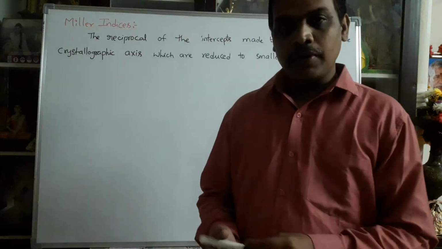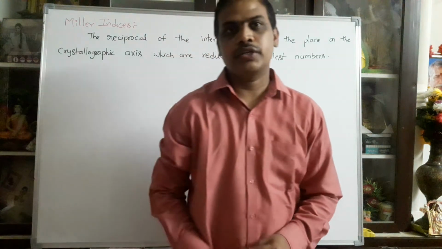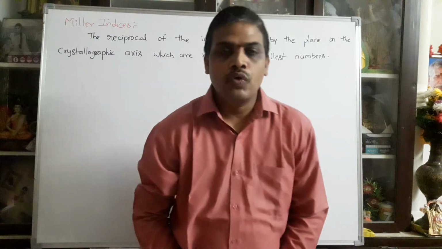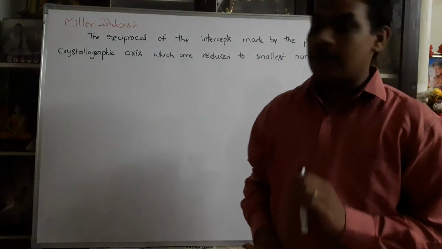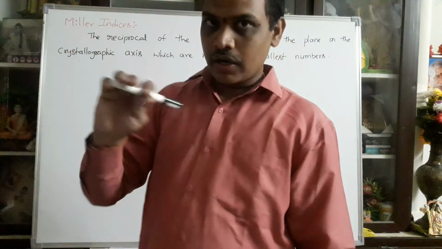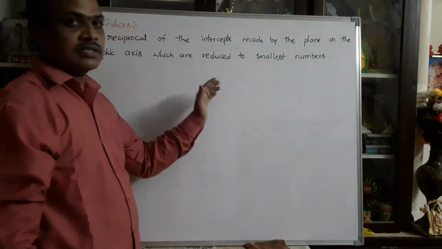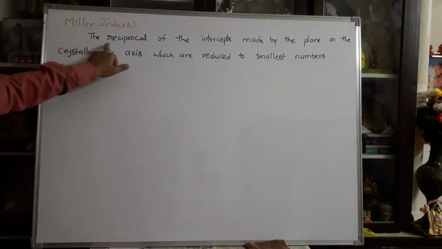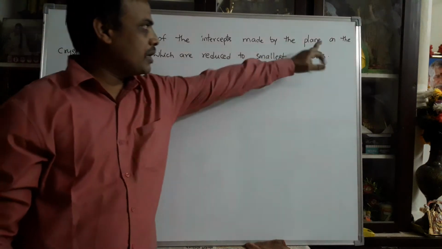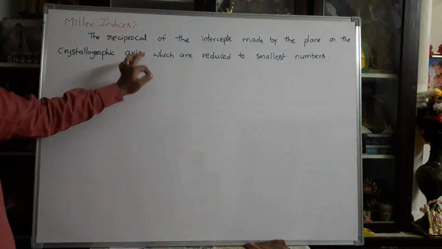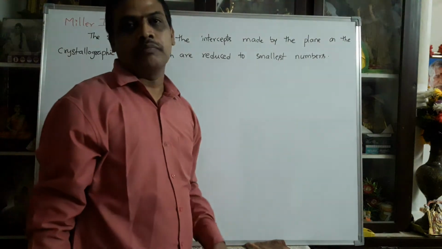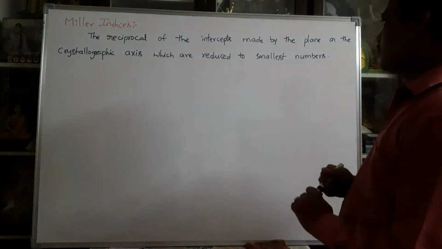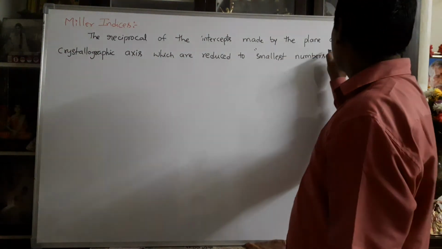Yesterday in class we completed the crystal structure chapter. From another chapter's point of view, the main topic we are discussing is Miller indices. We already introduced Miller indices in the last class. According to the definition, Miller indices are the reciprocals of the intercepts made by the plane on the crystallographic axes, reduced to the smallest numbers. Everyone knows how to get the smallest numbers.